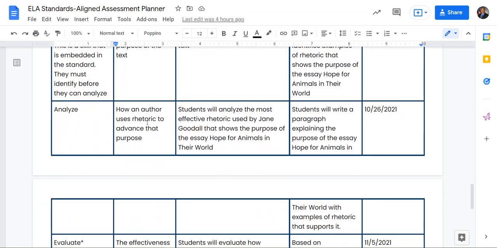And then we've got, of course, analyze. Analyze how an author uses rhetoric to advance the purpose for the text. So students will analyze the most effective rhetoric used by Jane Goodall that shows the purpose of the essay, Hope for Animals in Their World.